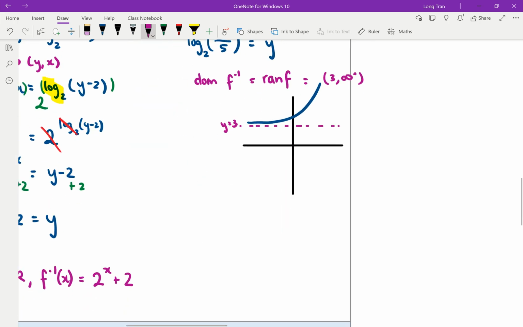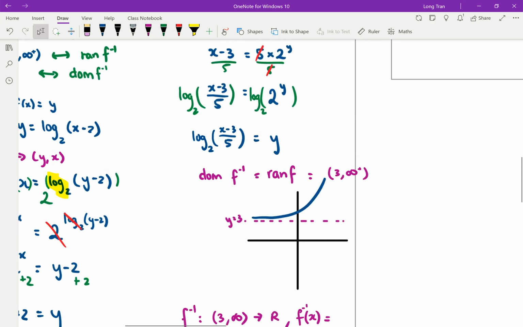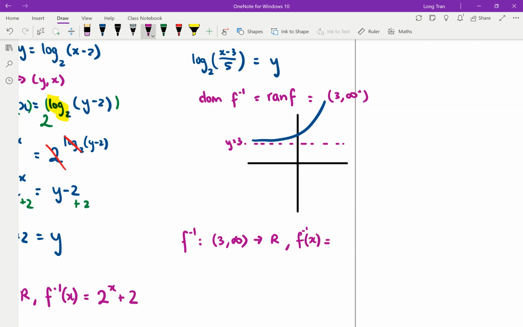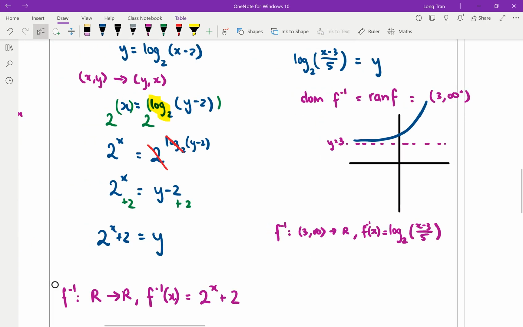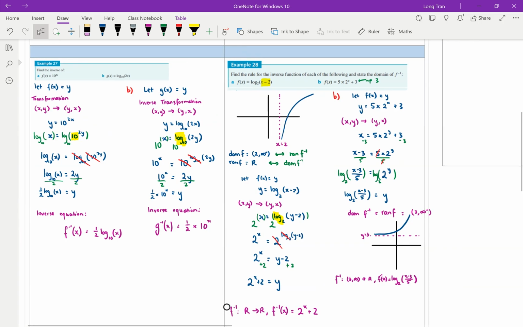Okay, so answering the question, that means f inverse colon, the domain is from 3 to infinity, maps onto R, and f inverse of x is equal to, and what do we calculate that to be? Log base 2 of x minus 3 over 5. Okay, I'm going to make that a bit smaller just so it fits. There you go. That is how you do inverse operations for both example 27 and 28.